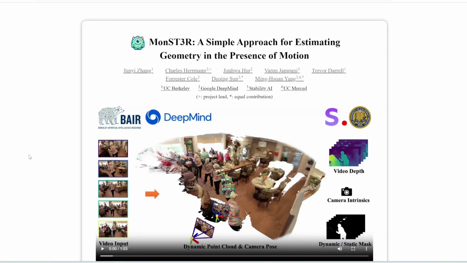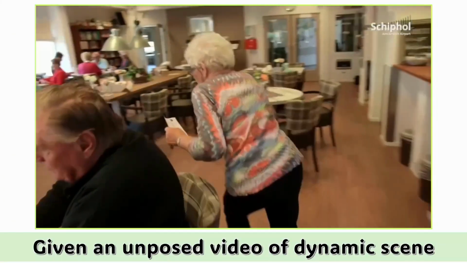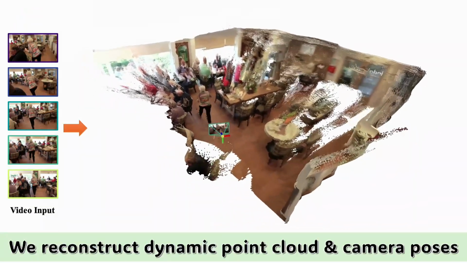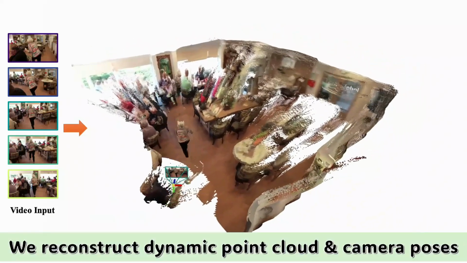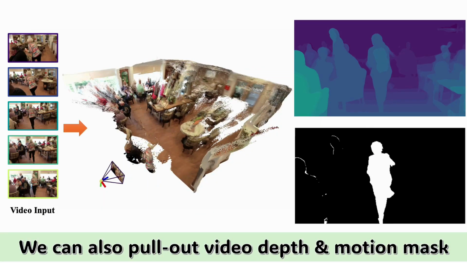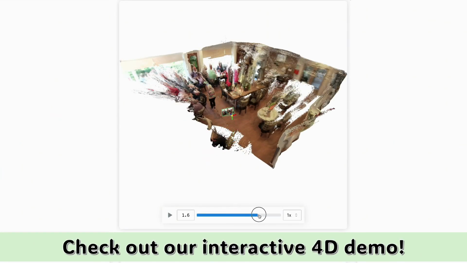First up, this project is really cool. It's called Monster, spelt like this. And here's what it does. It takes a regular video as input and recreates a 3D world just from that video. It figures out where objects are in 3D space, and as the video moves around, it even figures out where the camera is and how it's moving.